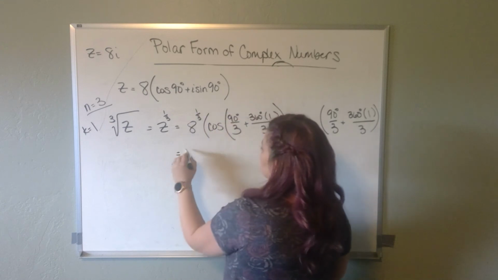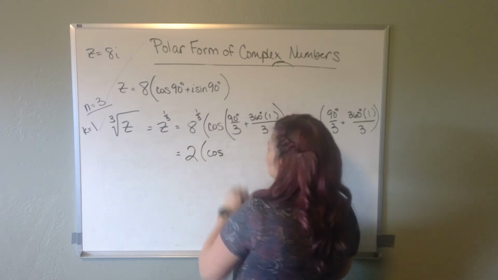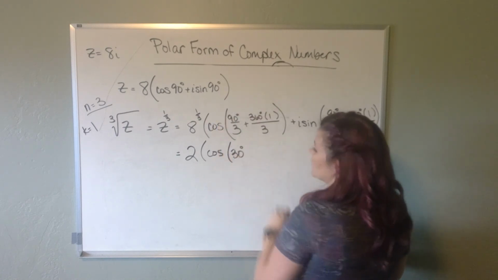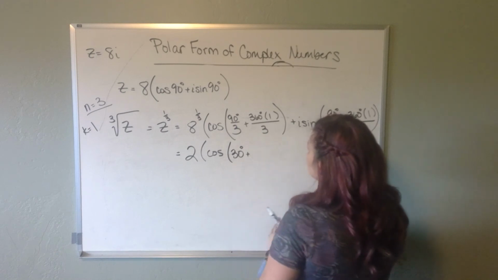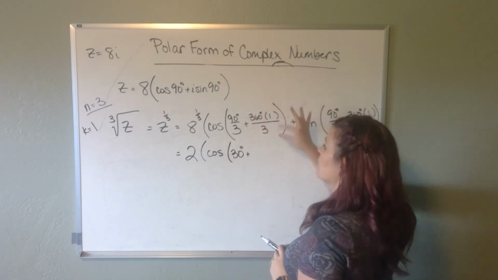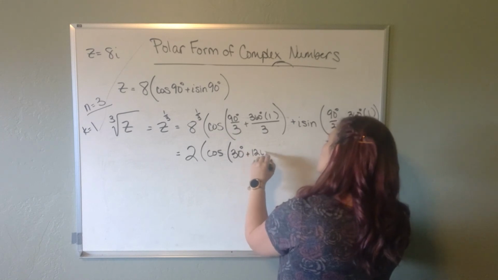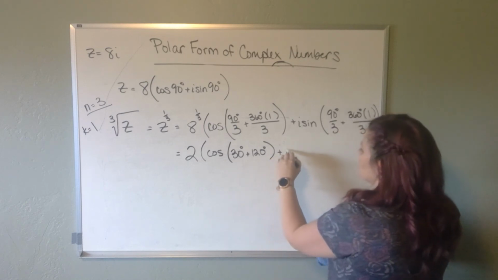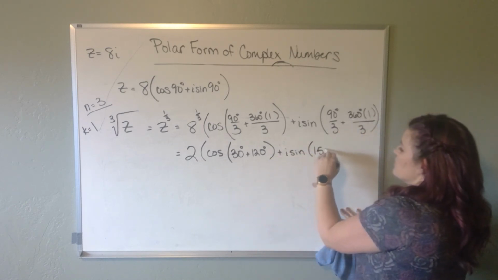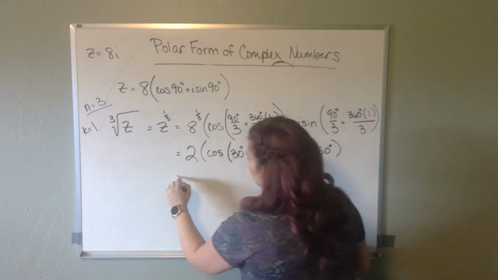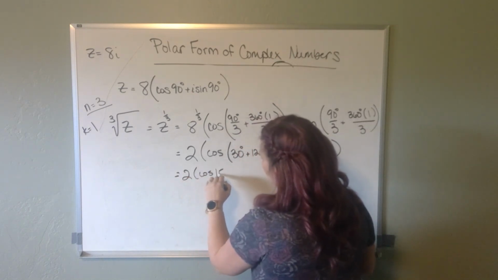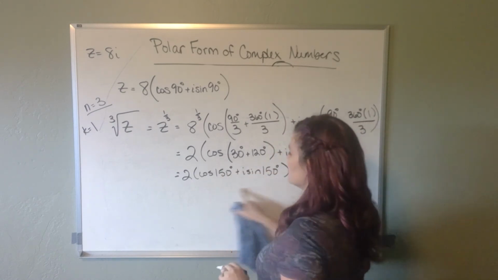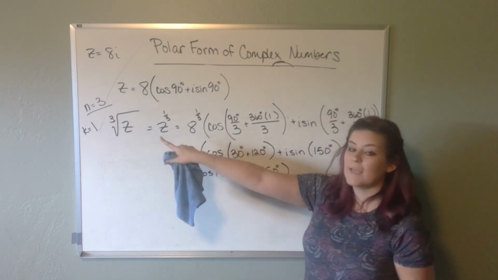So the cubed root of 8, let's call that 2, times the cosine of what? So we still have the 90 over 3, so you still have the 30, plus 360 times 1, that's 360 over 3, so that's 120. So 30 plus 120, you just add them together, so you get 150 there. So for the sine, I'm going to go ahead and write 150. So I get 2 times the cosine of 150 plus I sine 150. So you guys, this is your answer in polar form when k equals 1.